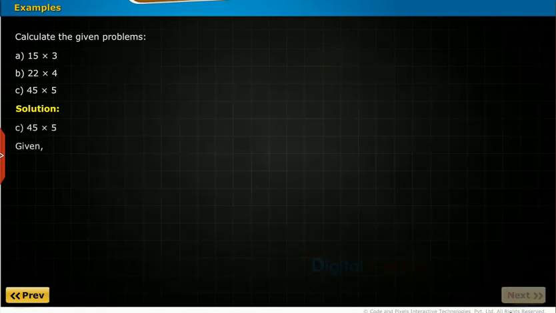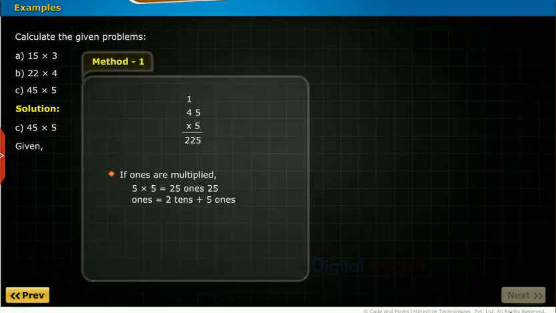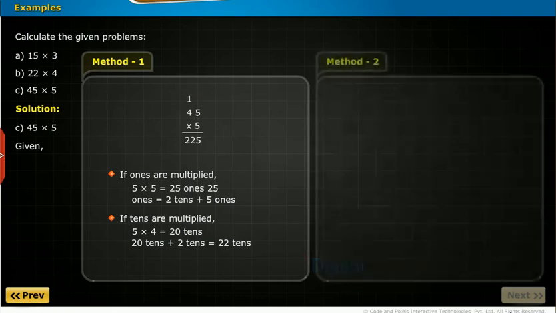Here we are given 45 into 5, wherein 45, 5 is in 1's place and 4 is in 10's place. Method 1. If 1's are multiplied, 5 into 5 is equal to 25 1's. 25 1's are equal to 2 tens plus 5 1's. If 10's are multiplied, 5 into 4 is equal to 20 tens. 20 tens plus 2 tens are equal to 22 tens. Therefore, the answer is 225.